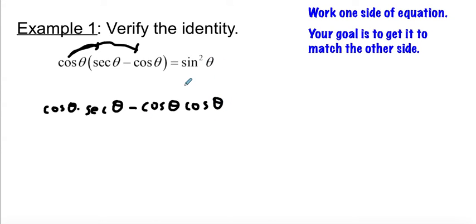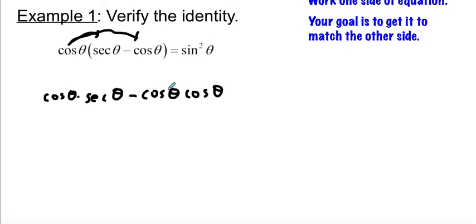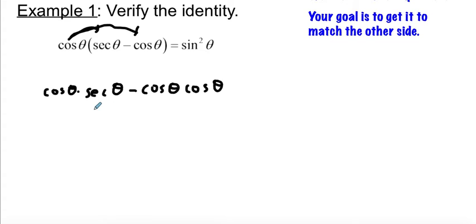I'm not going to write down the sine squared theta here. So I'm just working on the left hand side right now and trying to get it to look like the right hand side. See how that's just sine squared theta there? We want to get it to look like sine squared theta. So the next thing I'm going to do is rewrite the secant in terms of cosine. You want to rewrite anything that's not a cosine or a sine in terms of sines and cosines. So I'm going to rewrite this secant as 1 over cosine.